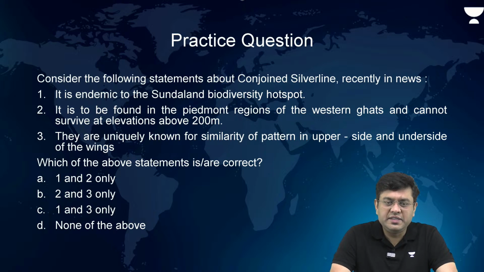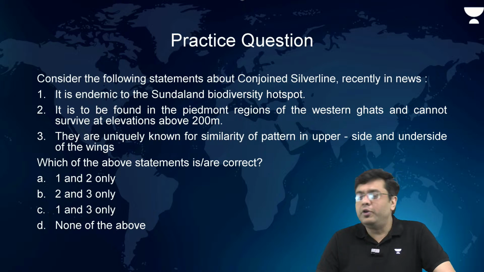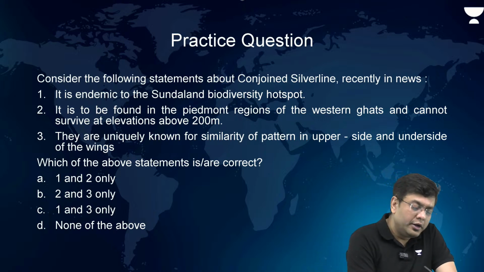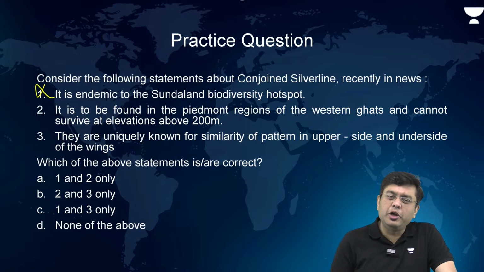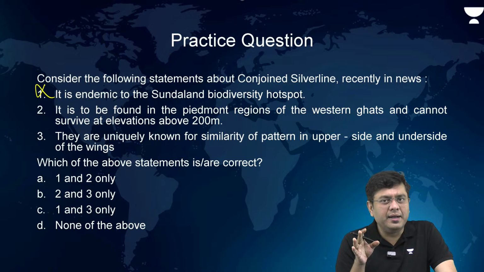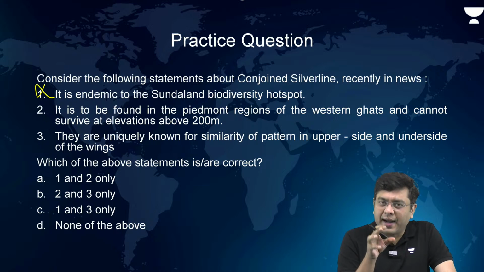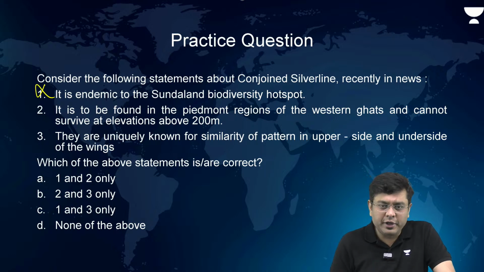B, D. Okay. So let us take a look at each of the statements. First statement, it is endemic to the Sundaland biodiversity hotspot? No. Which is the portion in India covered under the Sundaland biodiversity hotspot? It is the region of Great Nicobar Islands. Only the Great Nicobar Islands in India is situated in the Sundaland biodiversity hotspot.